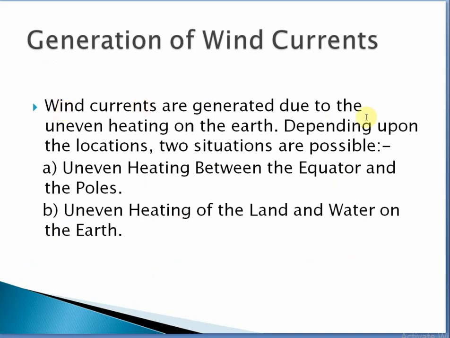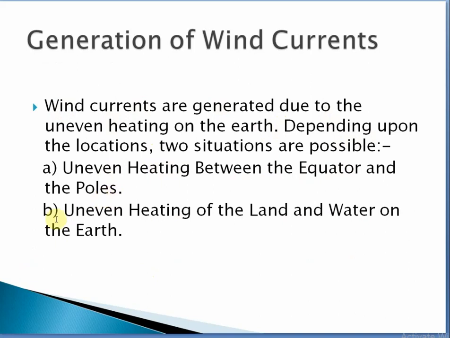Wind currents are generated due to the uneven heating of the earth. Depending upon the locations present on our earth's surface, two situations are possible. Number one, uneven heating between the equator and the poles. When does this wind current arise? When there is uneven heating between the equator and the poles.